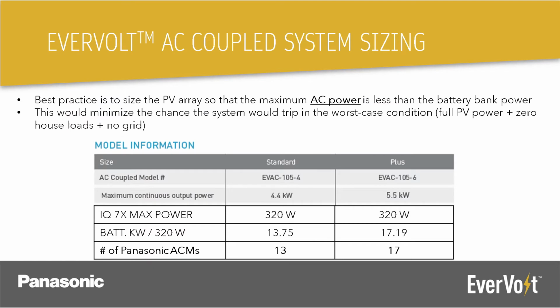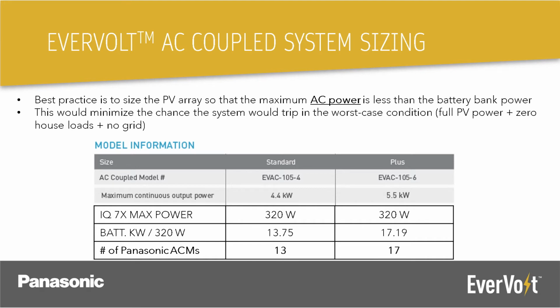These are the basic guidelines for sizing a PV array with an Evervolt AC coupled system. The general guideline is to size the PV array so that it is equal to or less than the maximum AC power of the PV array. This would minimize the chance that the system would trip during a grid outage. As you can see in the Evervolt standard model, the battery continuous output power is 4.4 kilowatts. If you're looking at the IQ7X, which is what is included on our Panasonic AC modules, each of those are rated at 320 watts peak power.